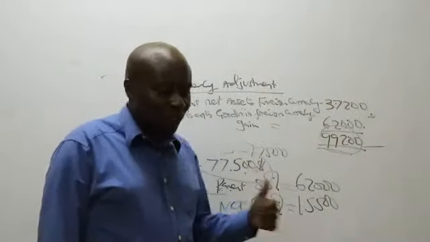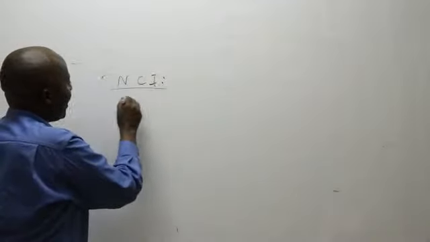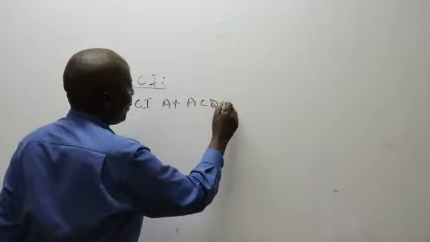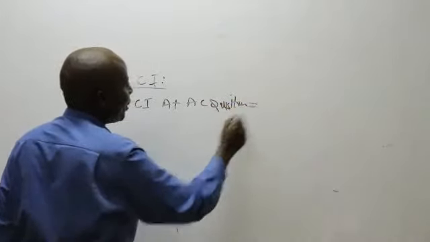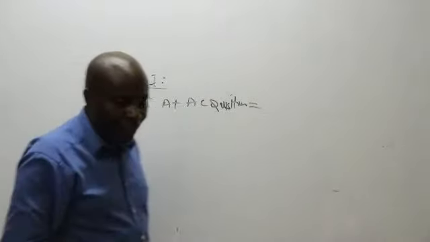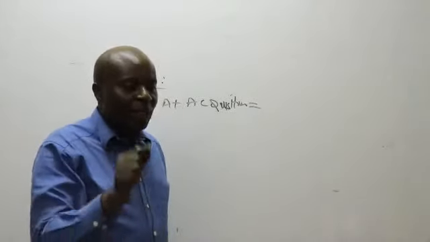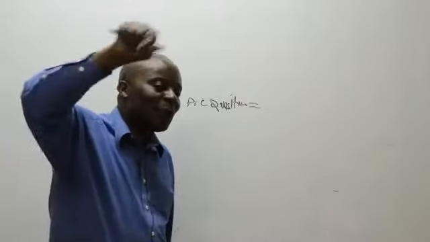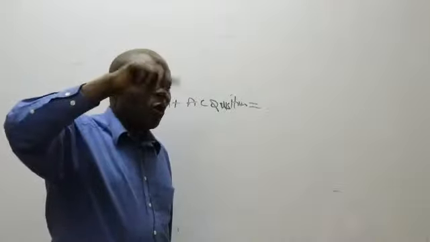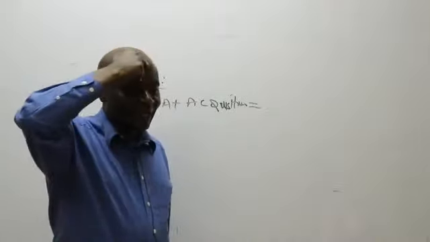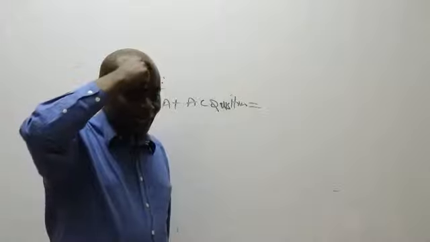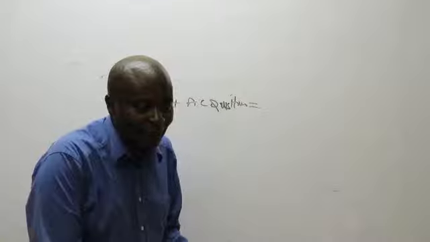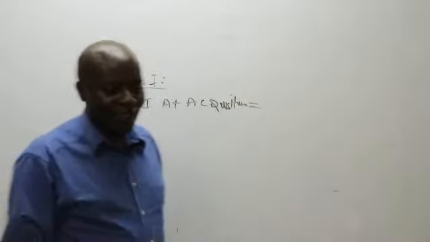So NCI working. We have here NCI at acquisition. Is there anybody who is able to give us this figure? 99,200. Where do we take it? The statement of financial position. There was a place we left under equity called foreign currency adjustment. 99,200. Are you able to see that?